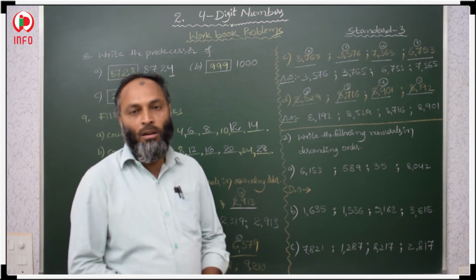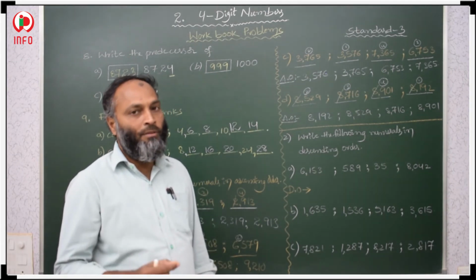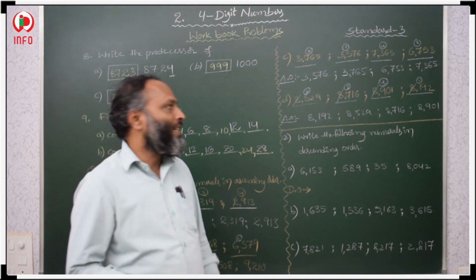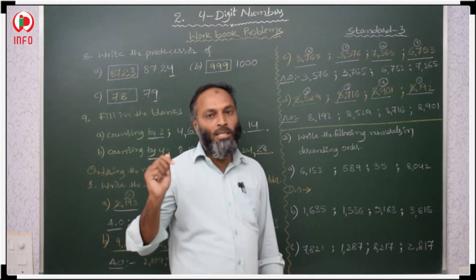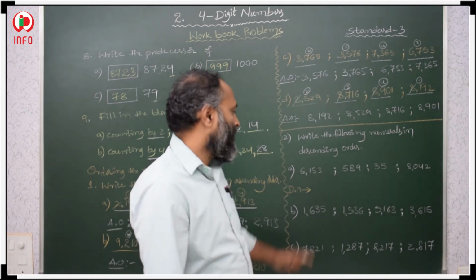Descending order. So descending order means decreasing order. First we have to take the bigger number. Vice versa, ascending order means increasing order, and descending order means decreasing order. First we have to take the bigger number.